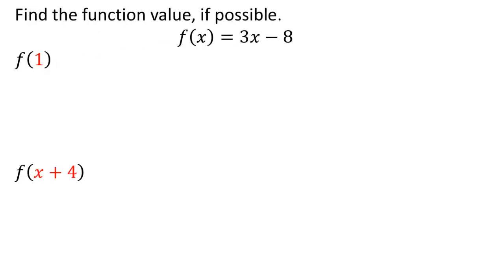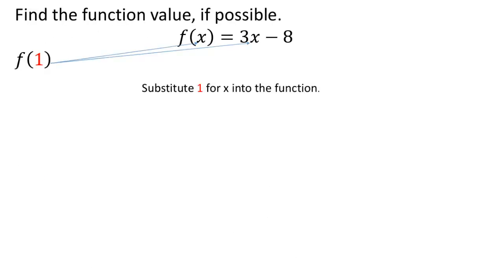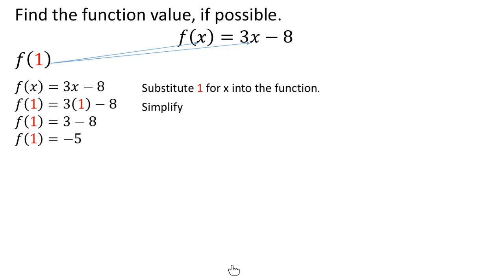Okay. So again, to do the first one, let's substitute the values. My f(1), everywhere I see x, I'm going to plug in 1. So when I simplify, I get that f(1) is equal to -5.